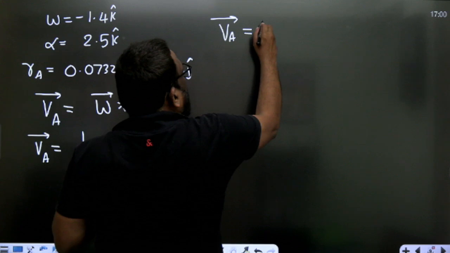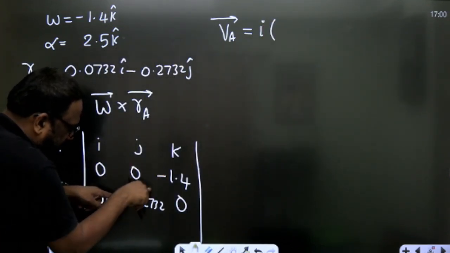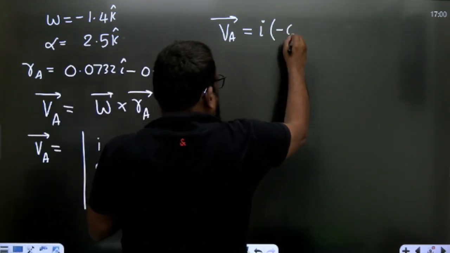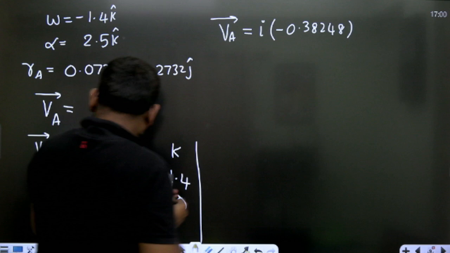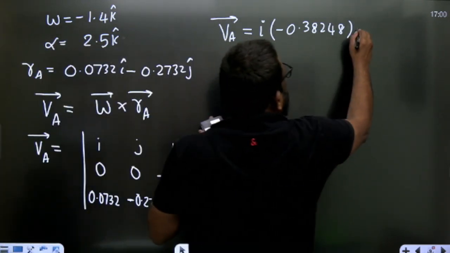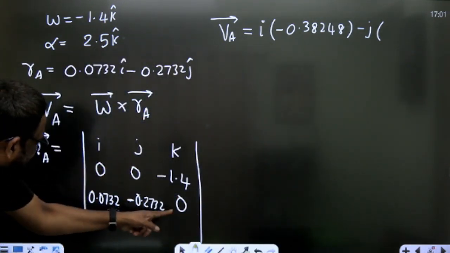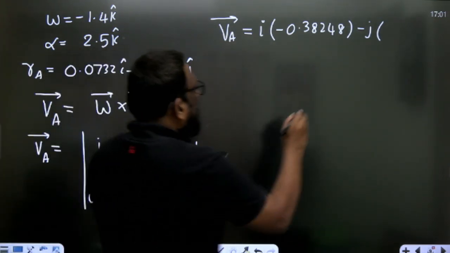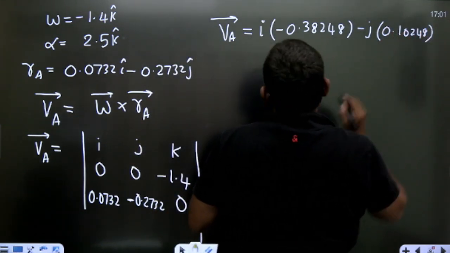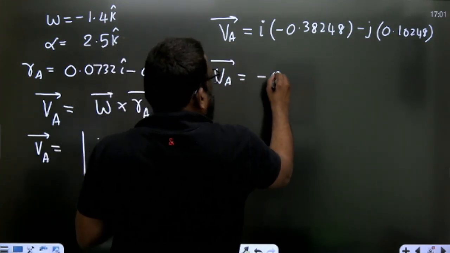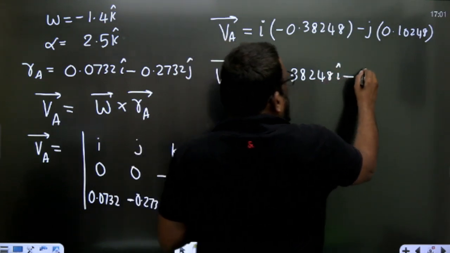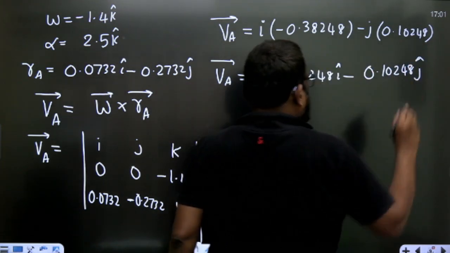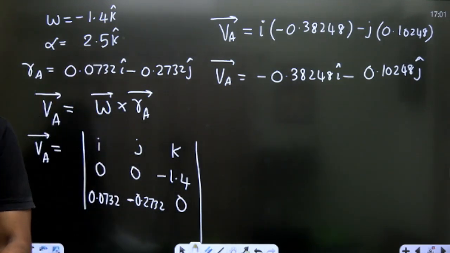How much is this, sir? So i into 0, minus. Minus and minus is plus, but minus only will come. So 1.4 into 0.2732. Check once, sir, I don't know whether my calculation is correct or not. Okay, i into this, minus minus plus, minus only will come. Minus j into j into zero, minus of minus will be plus, so 1.4 into 0.0732. So the velocity of A is given by minus 0.38248 i cap minus 0.10248 j cap.